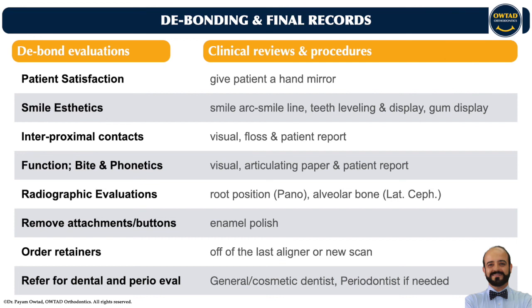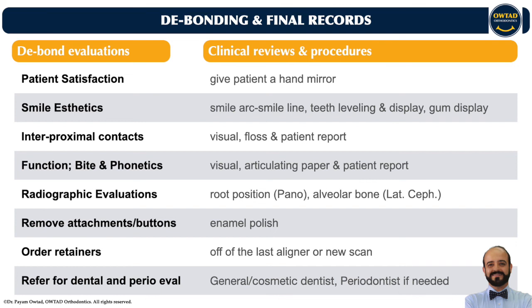Same thing with the final finishing. We give the mirror to the patient. You might see a few areas of improvement, but you don't talk about it. Let's see what the patient's concerns are. Give them a mirror and see if the patient is satisfied. If they're not satisfied, of course, you decide about refinement or adjusting or all that. If it's okay, then look at the smile aesthetic, smile arc, smile line, leveling, gum tissues, and all of that.